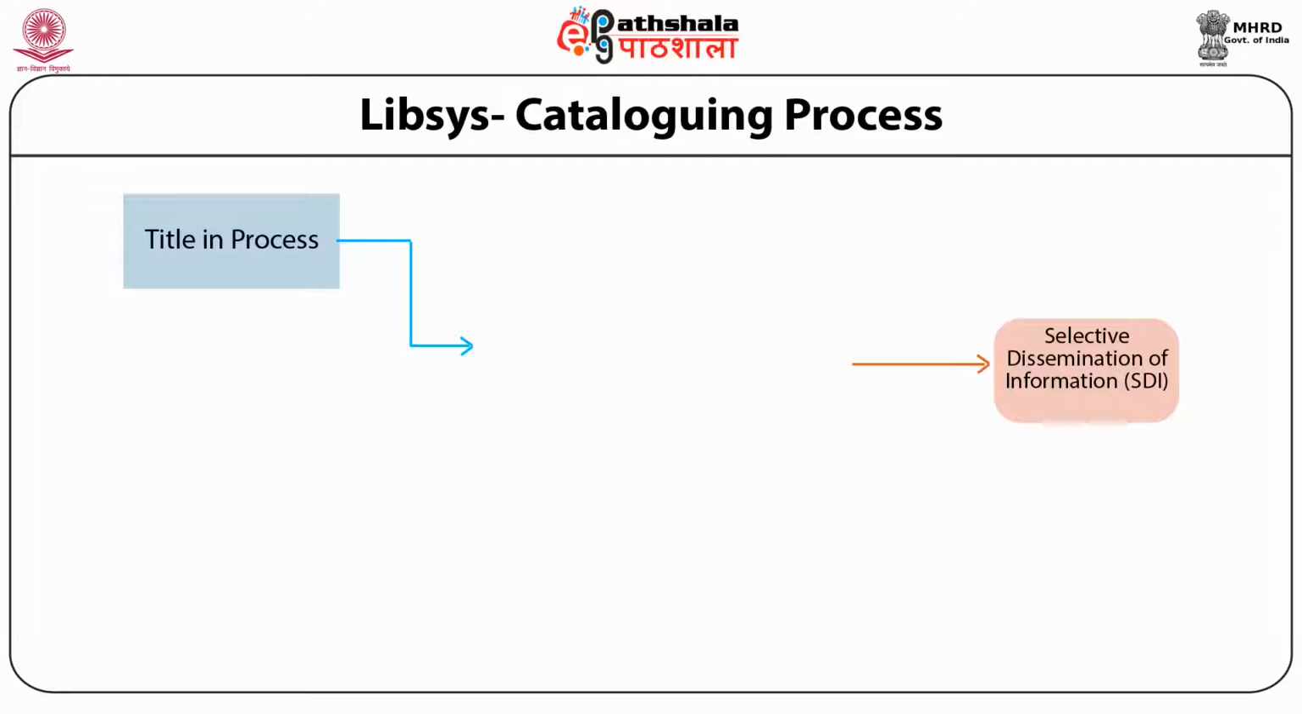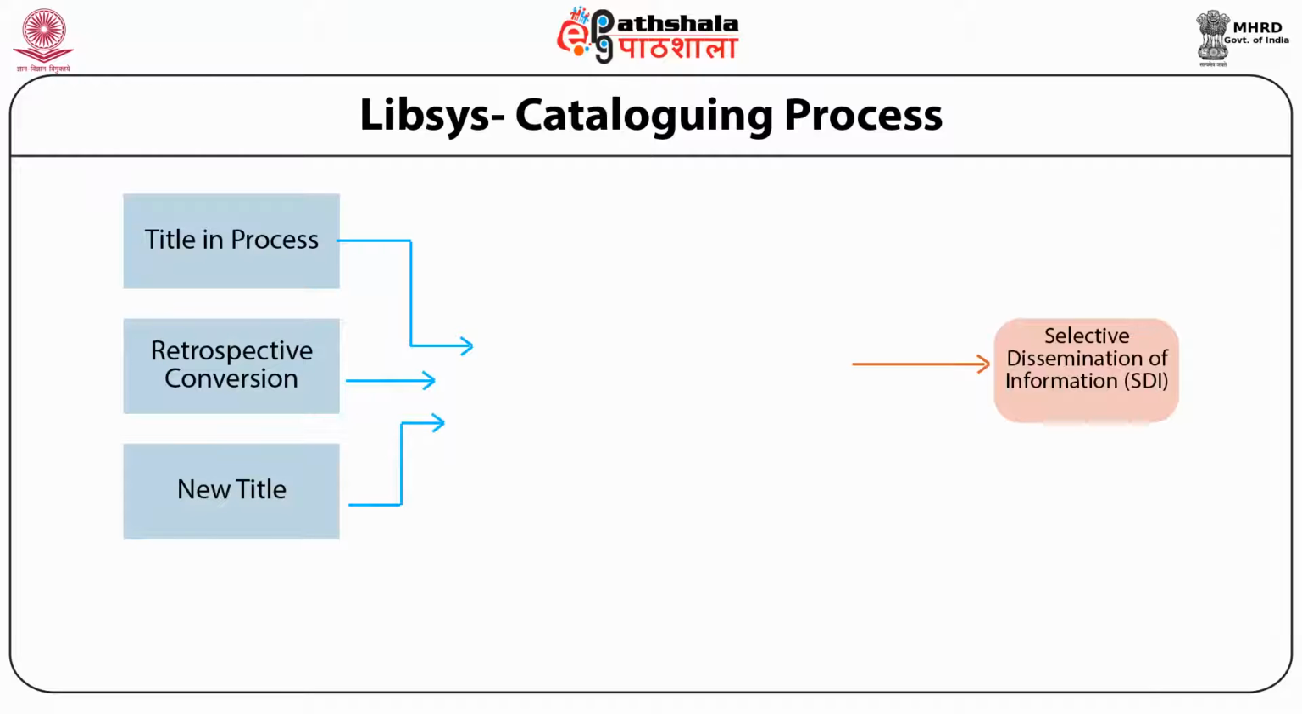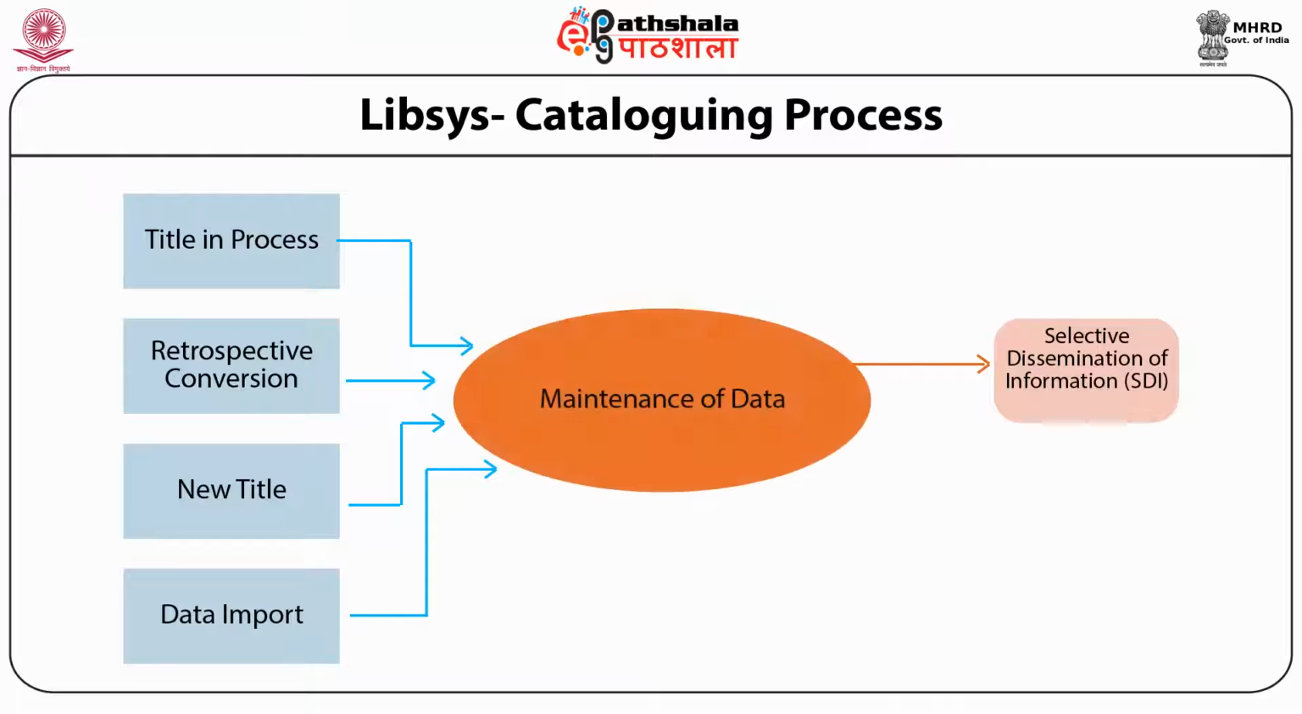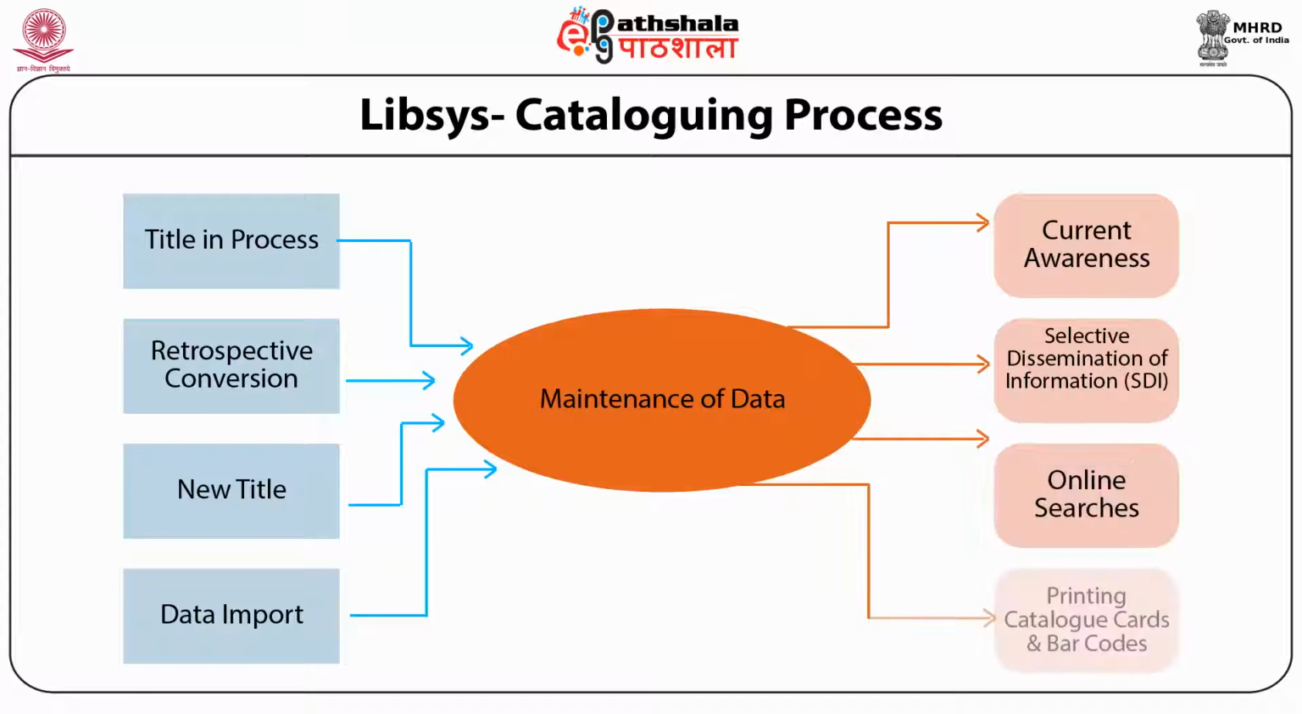Existing holdings of a library can be entered into the database through the retrospective conversion function. Titles which are entered through this function will not be a part of the new additions list. Data can also be imported from other databases. It also provides services like current awareness, SDI service, online searches, and printing of catalog cards and barcodes.